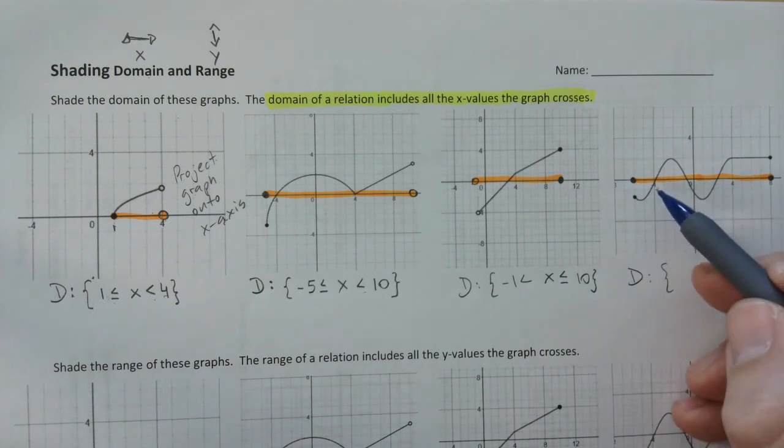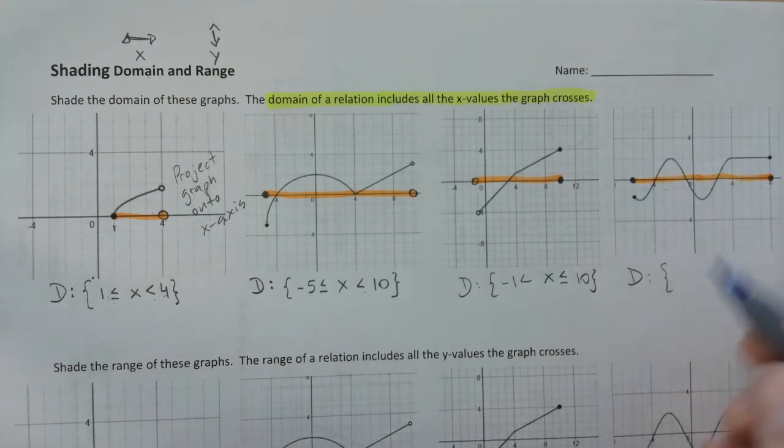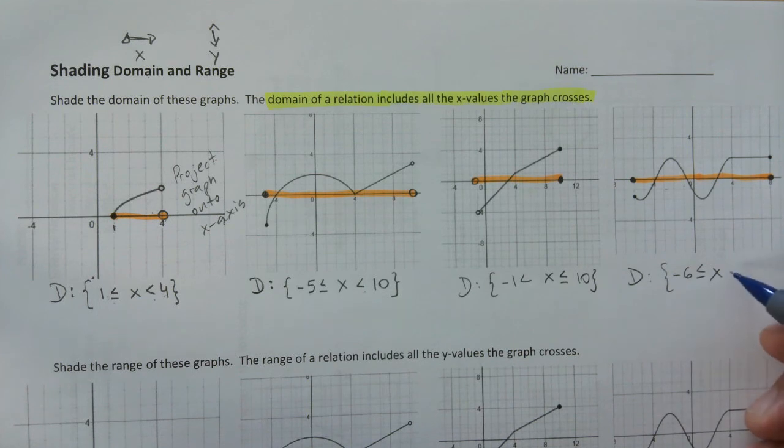is 1, 2, 3, 4, 5, 6. -6. Always lowest first. That's very important. Lowest first, highest second. Okay? And then both of them are included. And so I have, right, equals on both sides.